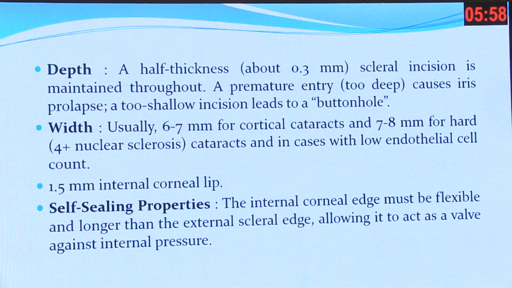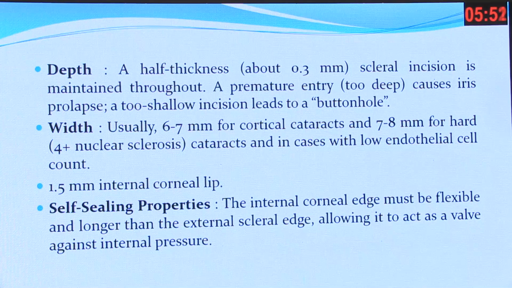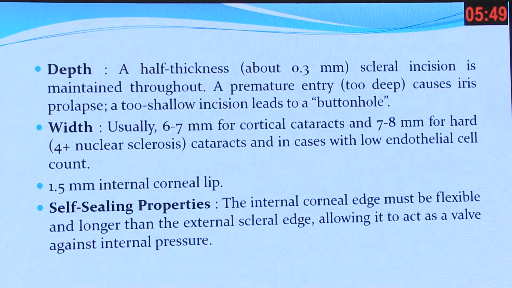The width, as I told you, small is an accommodative surgery, as per need. The incision size is 6 to 7 mm in cortical cataracts and 7 to 8 mm in hard 4+ nucleus sclerosis cataracts. And in cases with low endothelial cell count also, the incision should be proper and comfortable, so as to give very little damage to the endothelium.